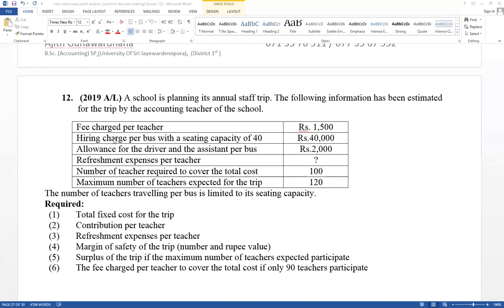Therefore, hiring charges per bus fixed cost not vary with number of teachers proportionately. But for 40 teachers, only one bus. Then allowances for drivers and assistants per bus 2000 per bus. It has not vary with number of teachers.